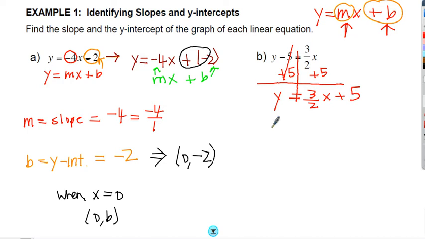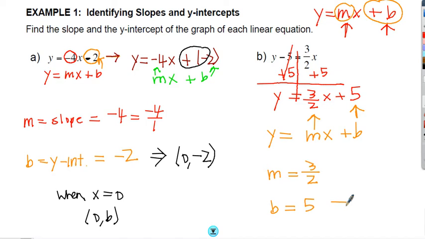And now you can tell that this is in y equals mx plus b form. M is 3 over 2, so the slope is 3 over 2, and it's already a fraction, so we can stop there. And b is 5, and again, the y-intercept is 5, but if you write it as a point, it's 0, comma, 5. So we found the y-intercept and the slope for this problem, and that's the end of the first example.